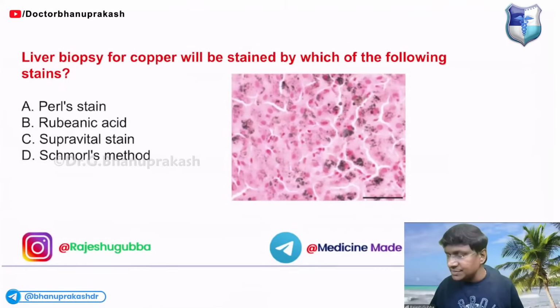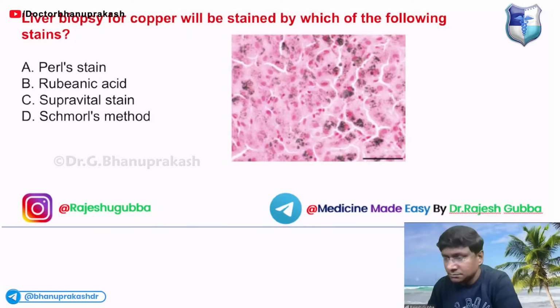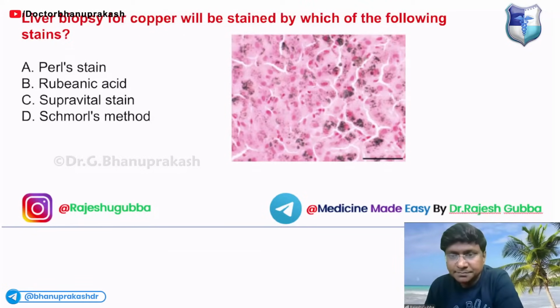Now, the next topics for the discussion are Wilson's and hemochromatosis. Chalo, answer this question, guys. Liver biopsy for copper will be stained by which of the following stains? Pearl stain, Rubeanic acid stain, supravital stain, Schmorl's method.